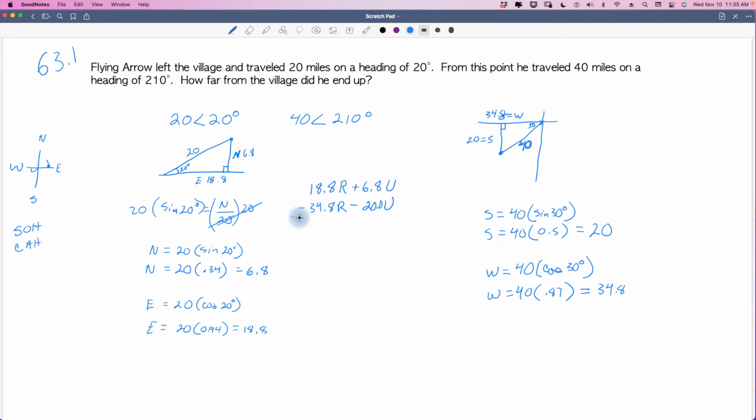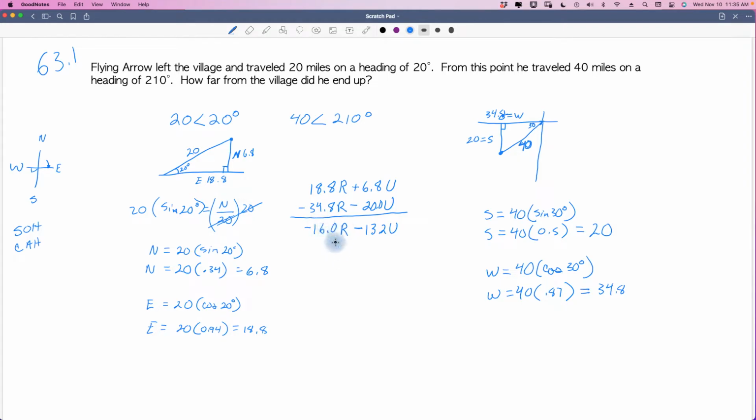All right, so now we combine those. So looking here, when we combine negative 20 and a positive 6.8, we get a negative 13.2 U. And when we bring down our sign, because the negative was greater right there, now we can bring down our R, and then we can combine these. And when we do that, we get negative 16 R.